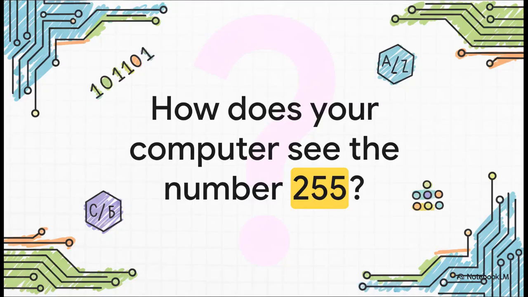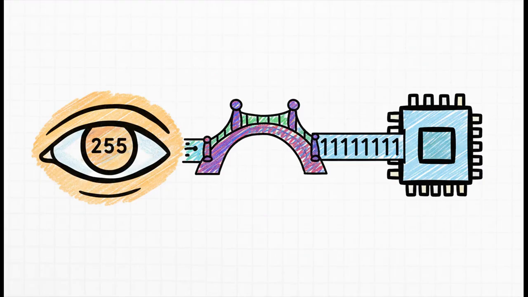So let's start with a question. You type in the number 255. You see 3 digits you've known your entire life, right? 255. Simple. But what does your computer see? I can guarantee you it's not what you're picturing. Yeah, it sees that. A string of 8 ones. This right here is binary, the native language of every machine on the planet.